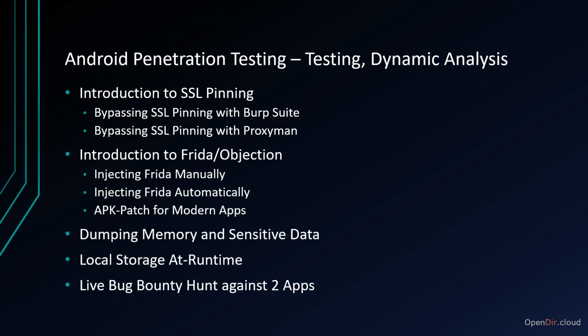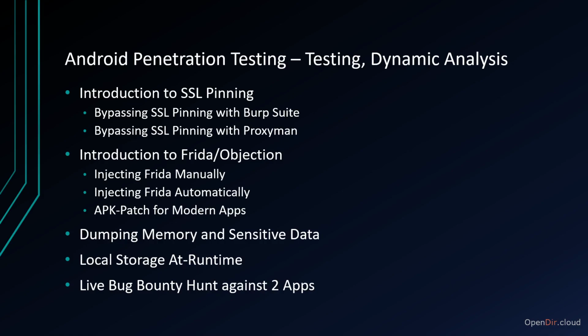Going to dynamic analysis, we'll talk about SSL pinning, what that is, how it affects our mobile applications. Then we'll show you how to intercept application traffic using two tools, Burp Suite and Proxyman. Next, we'll actually go into breaking SSL pinning by using a tool called Frida and Objection. That is basically going to allow us to edit our application source code and break some of the security features that might be protecting application traffic.